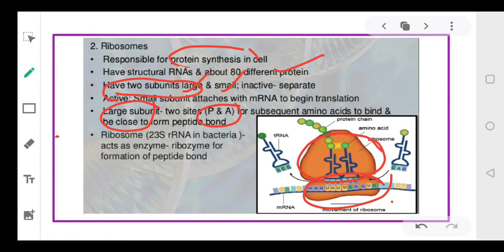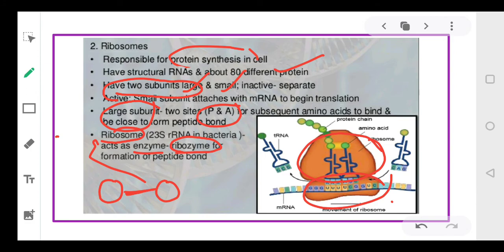Now ribosomes in case of bacteria. These ribosomes act as enzymes and they are also called ribozymes. Okay, in case of bacteria, ribozymes will act as enzymes, and they will help in joining the amino acids together. See, these are two amino acids, so they will be joined together by the bond which is called the peptide bond, and this bond will be formed by the ribosome. So ribosomes will help in joining of the amino acids together.